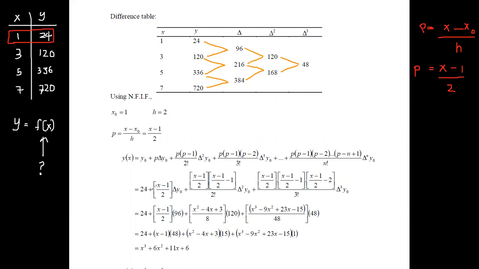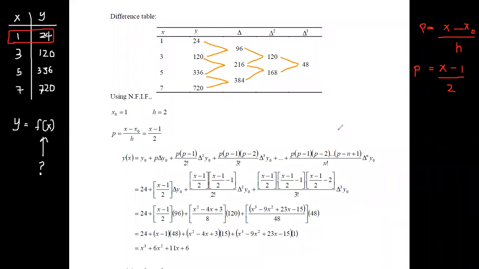This plus the value of p. P was obtained as x minus 1 divided by 2, and here delta y naught is just a notation. In the next step, we will see what values we can use for the differencing of y naught: first, second, and third difference. That is the first term. The second term is given as p times p minus 1 divided by 2 factorial into the second differencing of y naught, which is delta squared y naught.